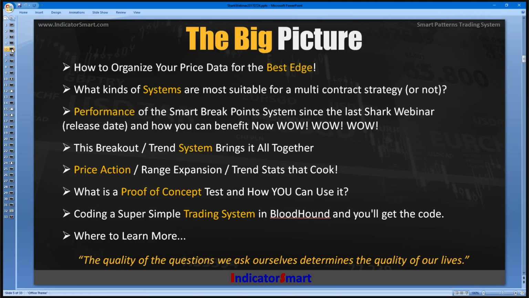So the big picture of what we're going to cover today, actually I've got a lot, and some of these things we're just going to have to take a broad stroke on because some of these things could be a webinar in themselves. How to organize your price data for the best edge, what kinds of systems are most suitable for a multi-contract strategy or not, performance of the smart breakpoint system since the last webinar.